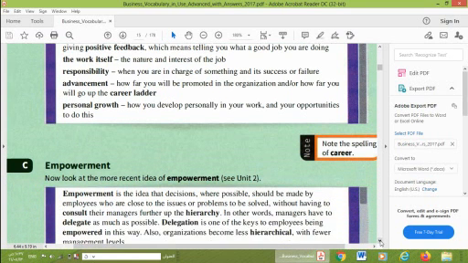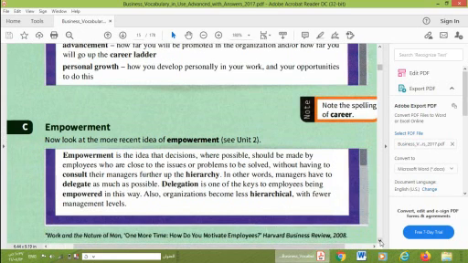Now we want to talk about the last section of this unit, empowerment. We talked about it briefly in the first unit. Now look at the more recent idea of empowerment. Empowerment is the idea that decisions where possible should be made by employees themselves who are close to the issue or problem to be solved without having to return or to consult their managers further up the hierarchy.